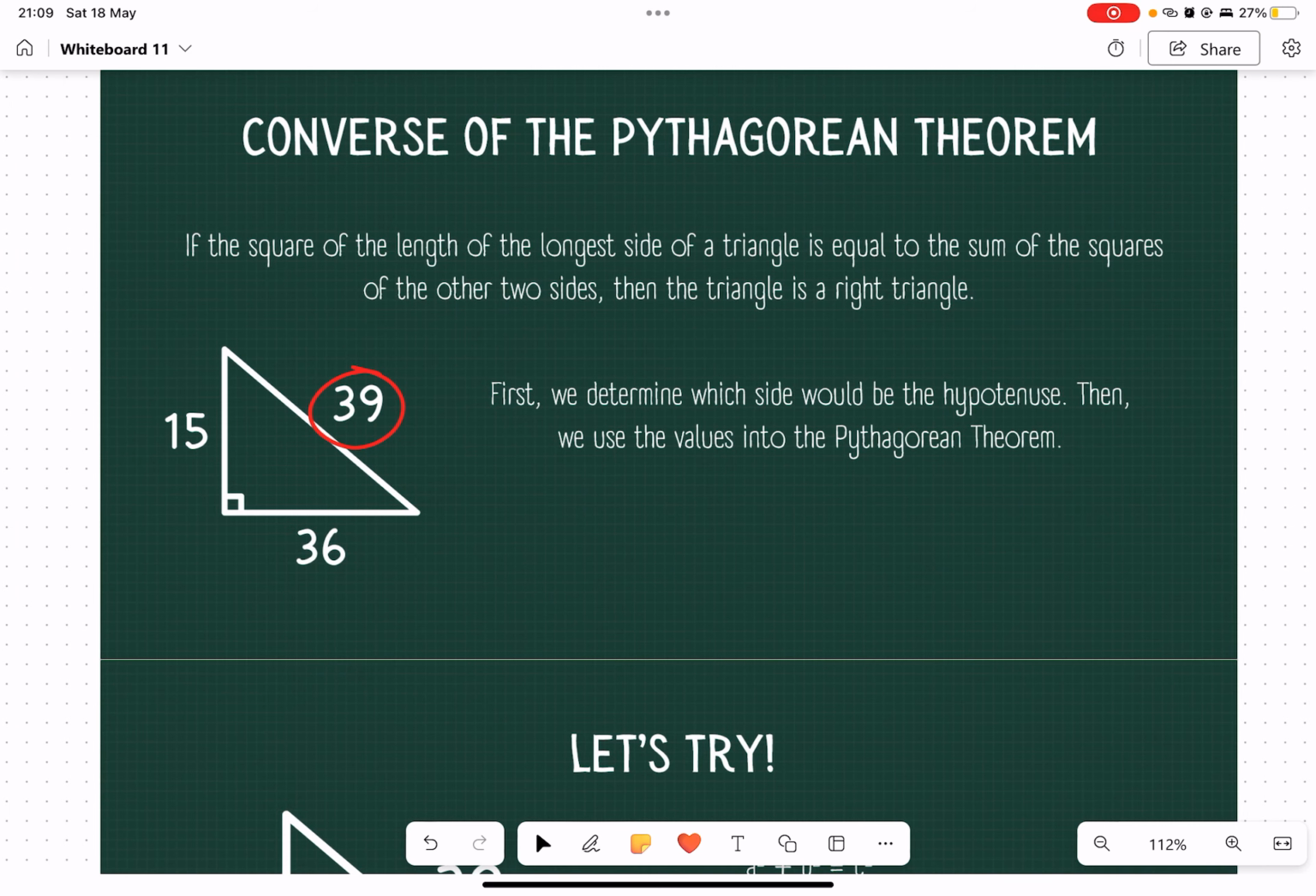So now let's do the converse. The converse of the Pythagorean theorem says this, right? It says if the square of the length of the longest side of a triangle is equal to the sum of the squares of the other two sides, then the triangle is a right angle, right?